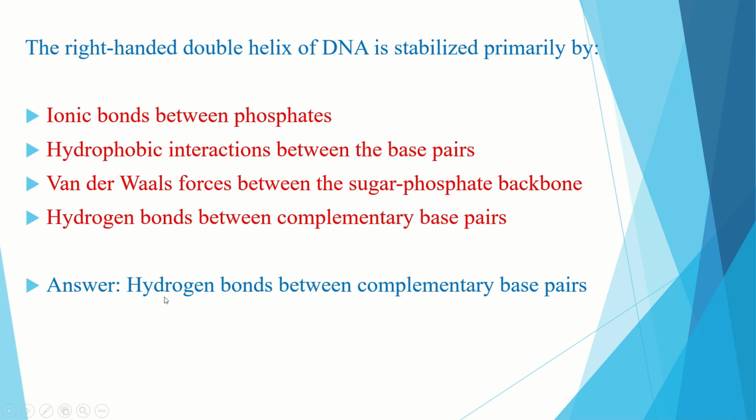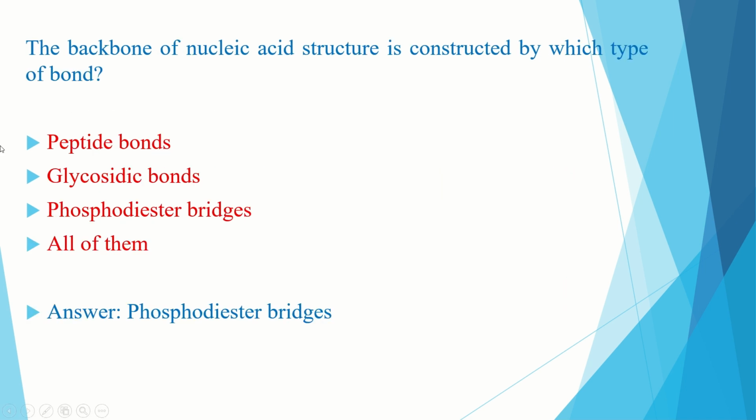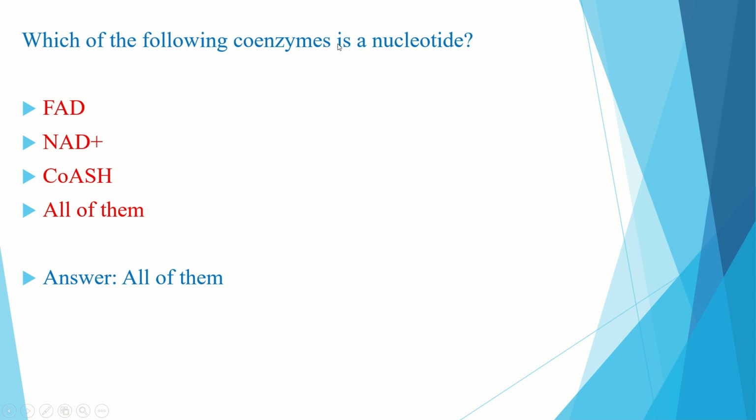Answer is hydrogen bonds between complementary base pairs. The backbone of nucleic acid structure is constructed by which type of bond? Peptide bond, glycosidic bond, phosphodiester bridges, all of them. Answer is phosphodiester bridges. Which of the following coenzymes is a nucleotide?